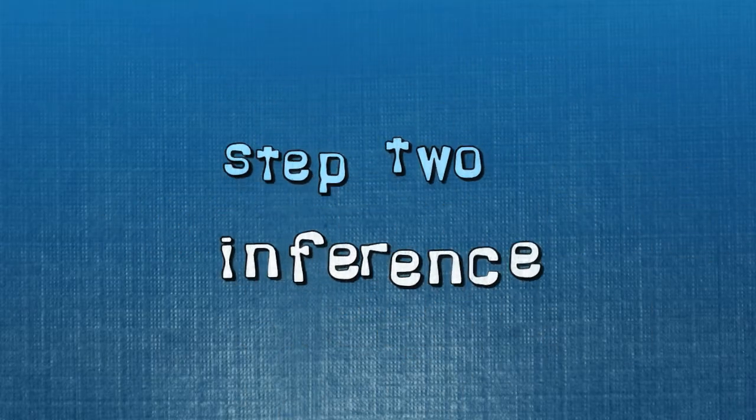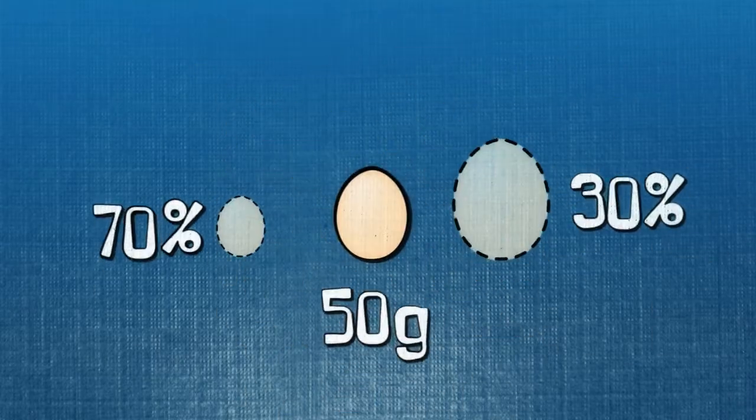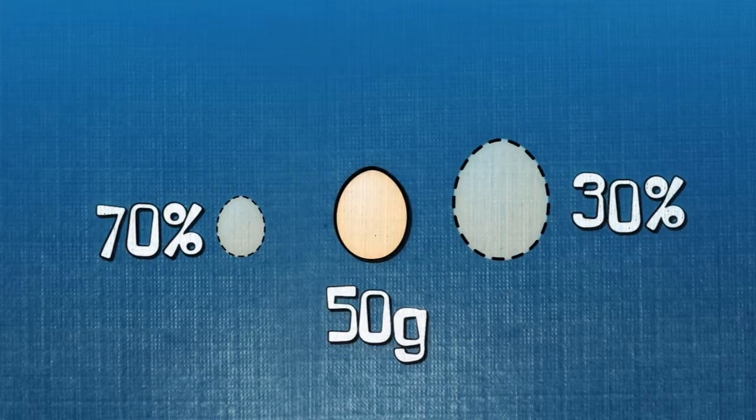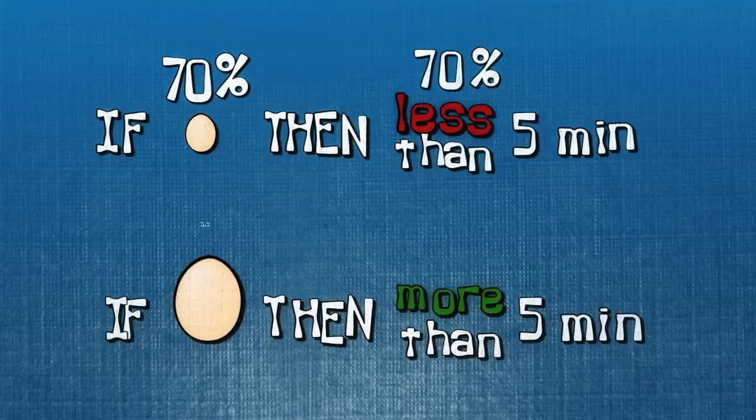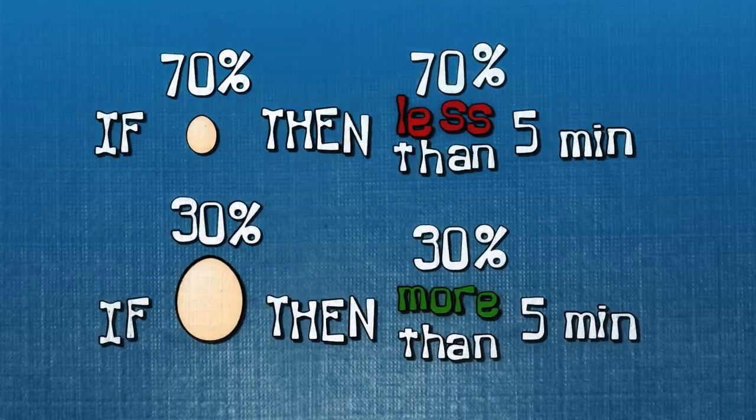Step 2. Inference. Since the egg is both small and large in different degrees, the robot applies Mike's two rules, but again, in different degrees.